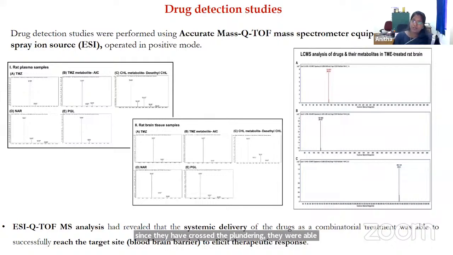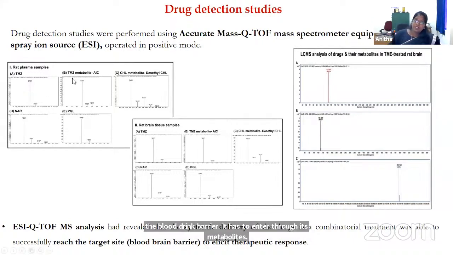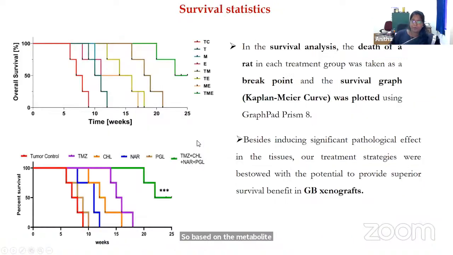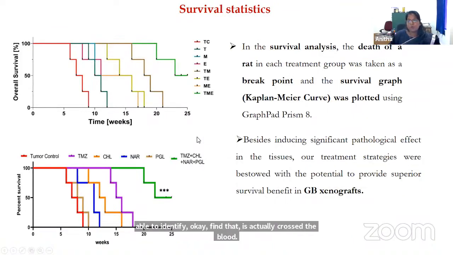So actually a drug cannot as such directly enter the brain. It has to enter through its metabolites. So we had chosen some of their metabolites, like the TMZ metabolite is AIC, the CHL metabolite is D-acetyl CHL. So there are different metabolites. Based on the metabolite concentration only, we were able to identify that the drug has actually crossed the blood-brain barrier.